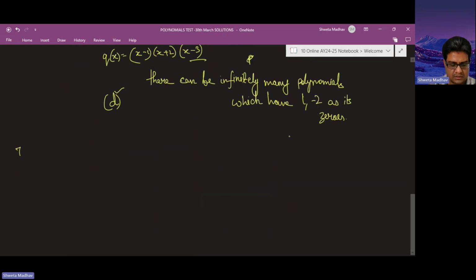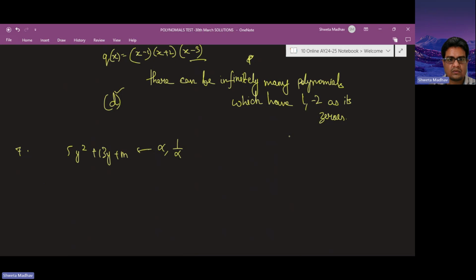Then the seventh one. It has been told, if one root of the polynomial 5y square plus 13y plus m is the reciprocal of the other, then the value of m is. So here we can tell the roots are alpha and 1 by alpha, since it is told one root of the polynomial is the reciprocal of the other.